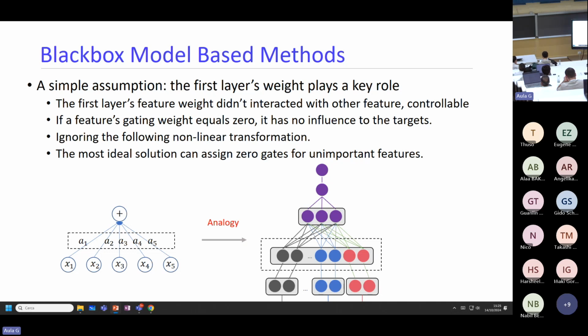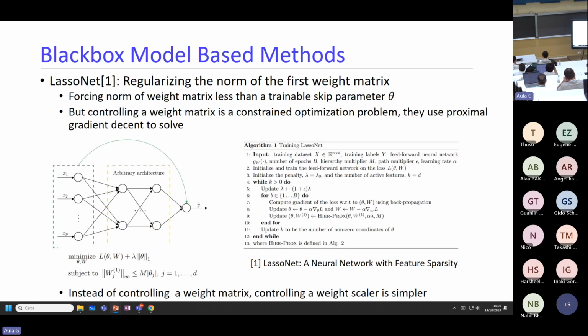So the most ideal solution is assigning a 0 weight, which I can also call a gate, for an unimportant feature. Because if we set some non-zero values, they may be magnified by the following nonlinear transforms. One of the earliest works is called LassoNet. What it does is regularize the norms of the first weight matrix. They force the norm of the first layer weight matrix to be less than a trainable skip parameter, and meanwhile they try to regularize this skip parameter.